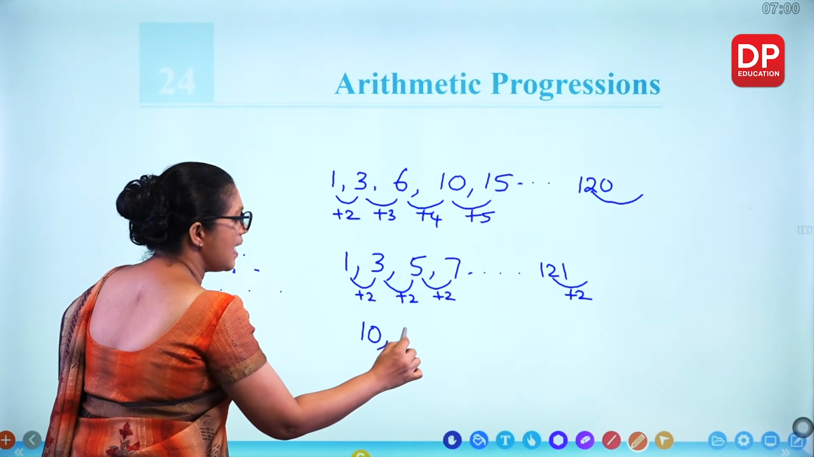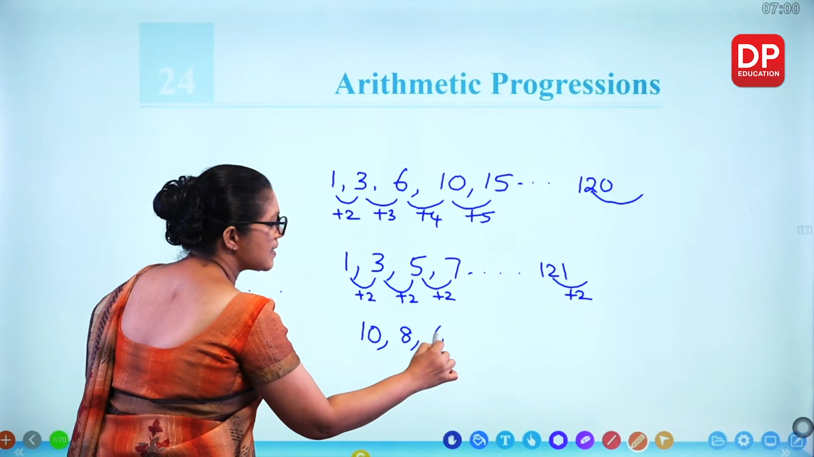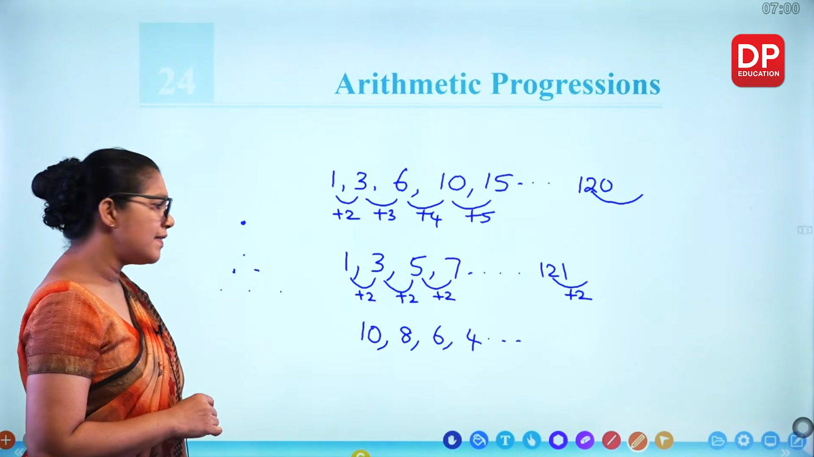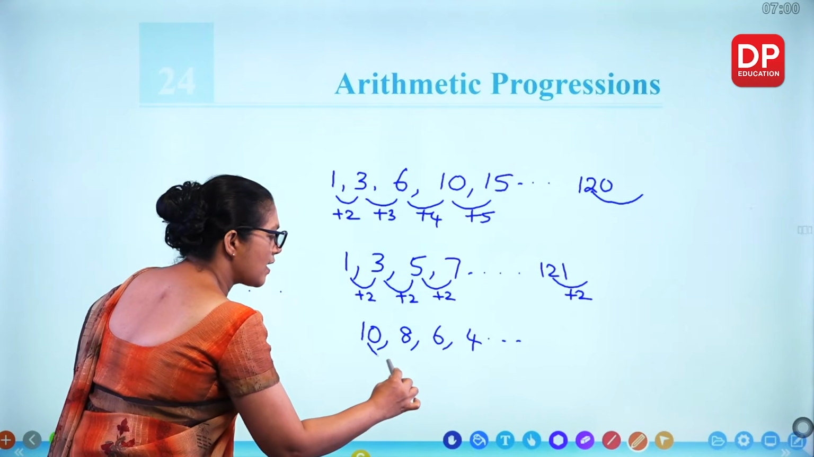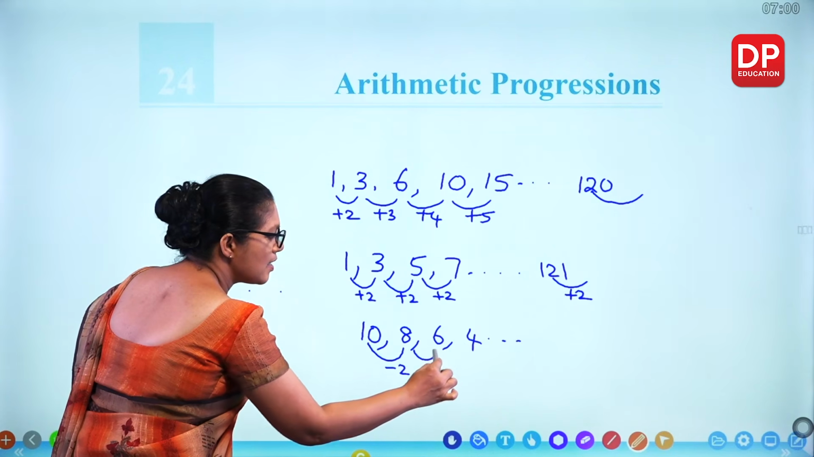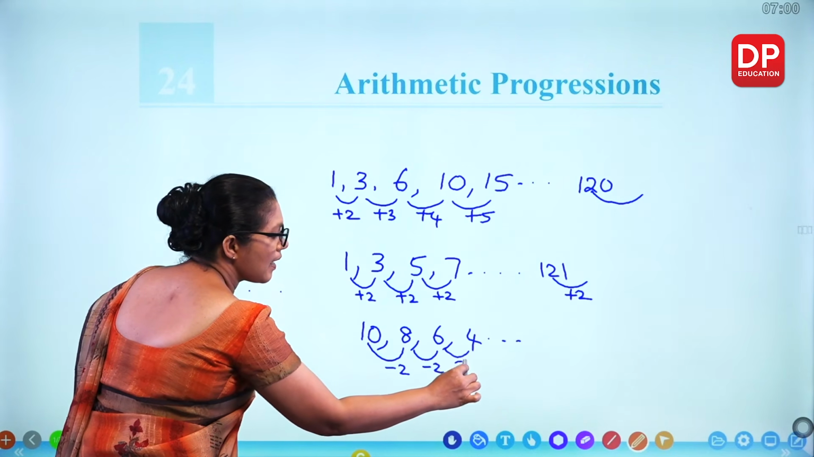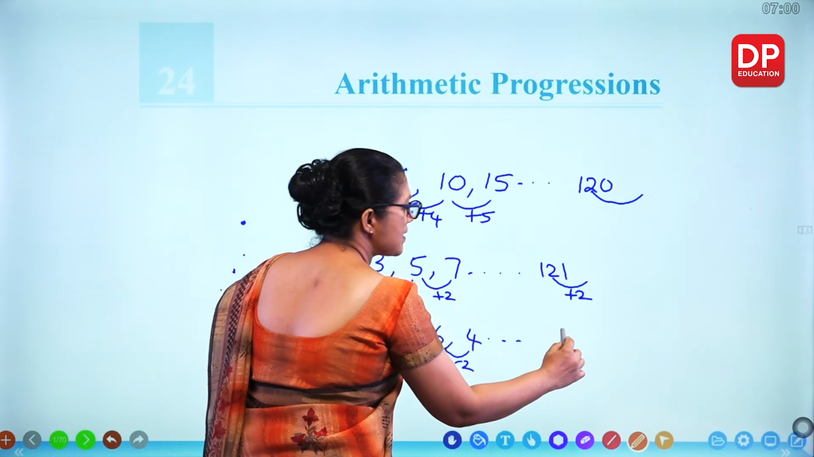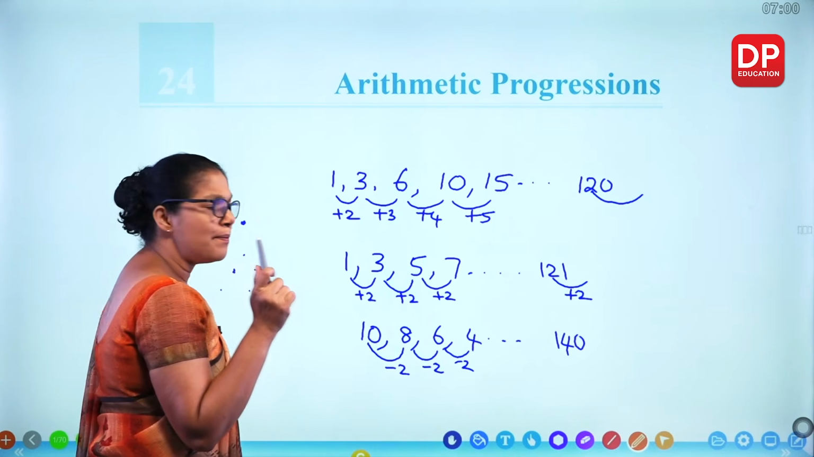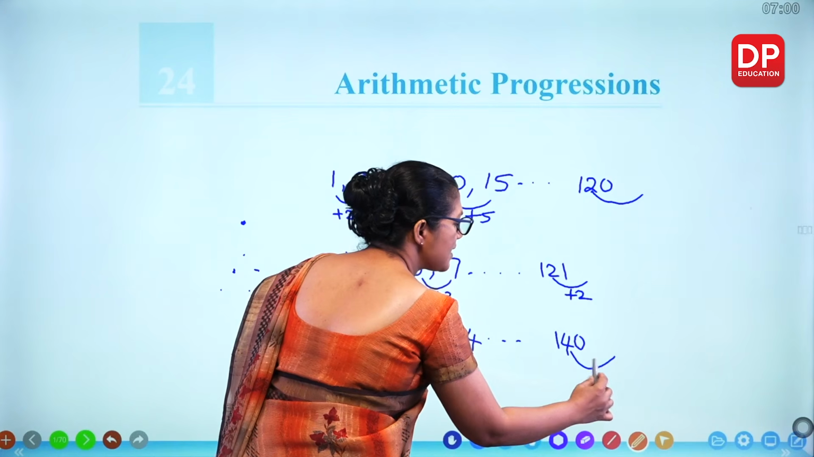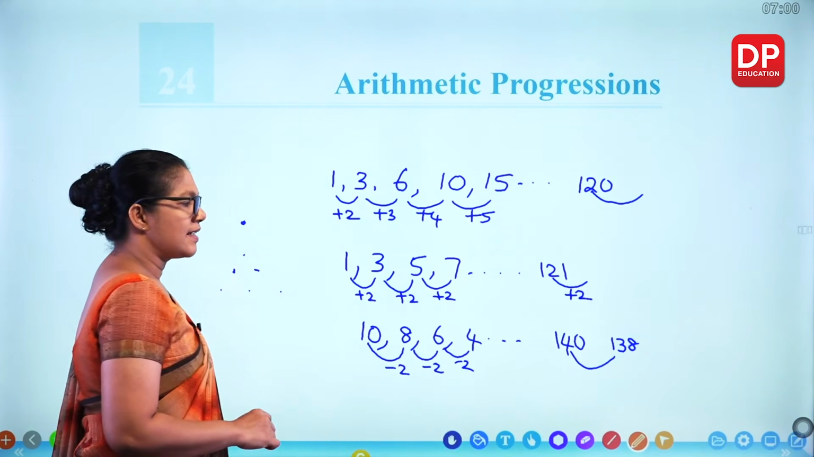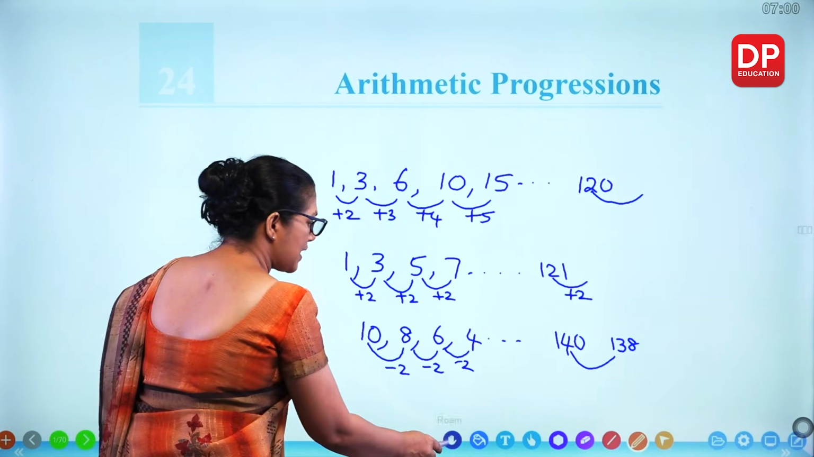Another one: 10, 8, 6, 4. In this sequence, you can get the next term by subtracting 2. If I give any term as 140, can you find out the next term? Yes, you can. That's subtract 2, 138. And also we'll take another one.